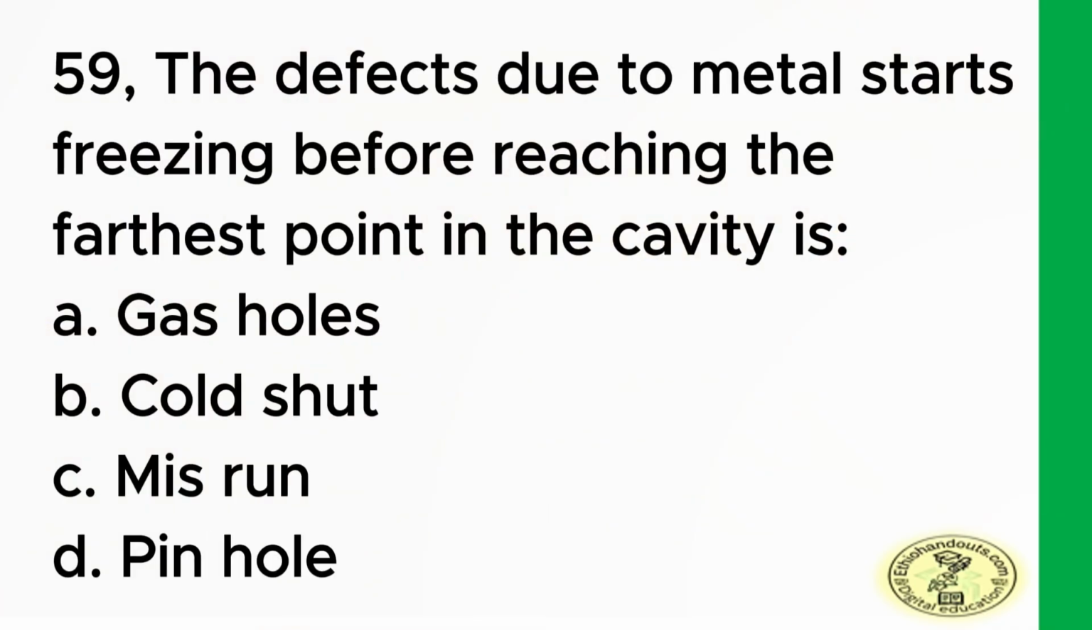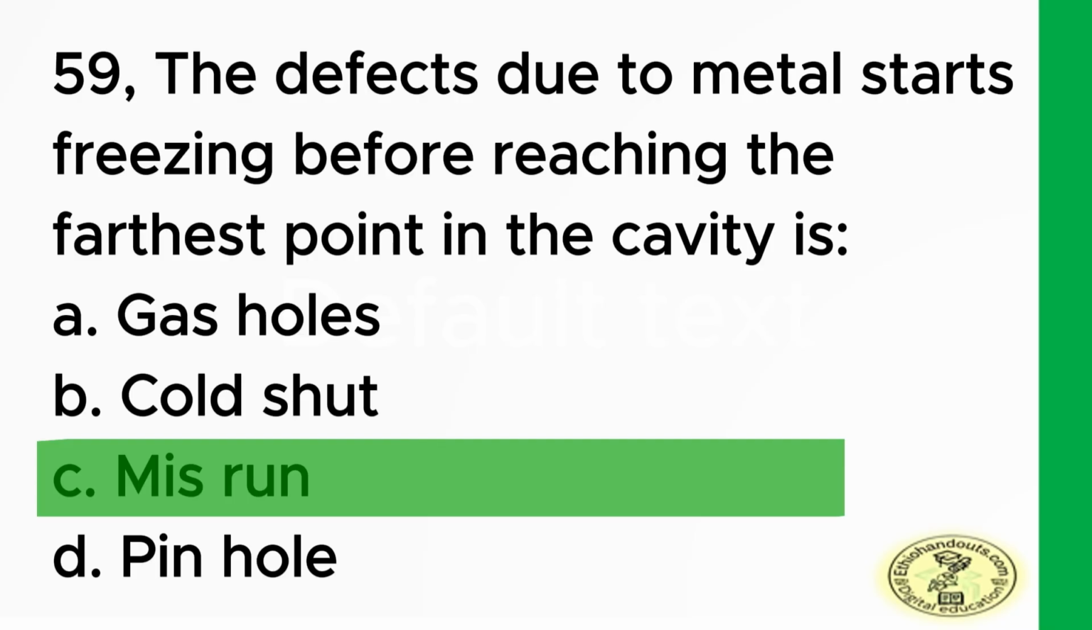59. The defect due to metal starting to freeze before reaching the farthest point in the cavity is A. Gas holes, B. Cold shut, C. Mis-run, D. Pinhole. The correct answer is C.